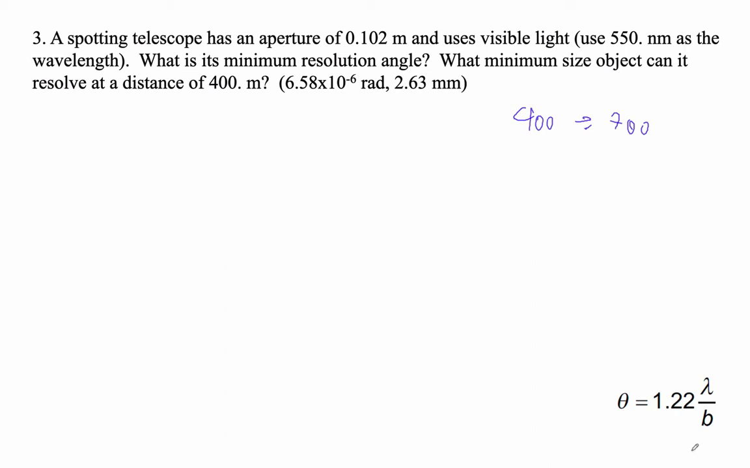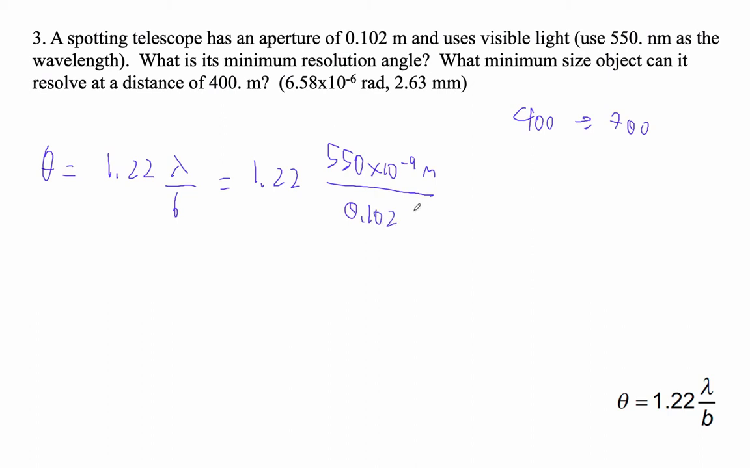Alrighty, let's figure out the angle first. Our theta is going to be 1.22 times the wavelength over b. So that's 1.22, the wavelength is 550 times 10 to the minus 9th meter, and b is 0.102 meters. And that angle will be in radians.